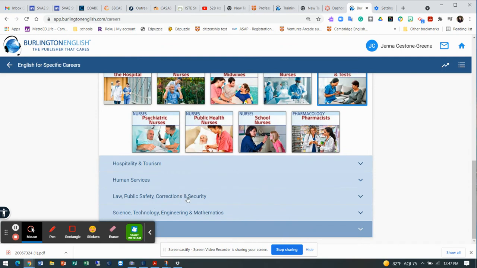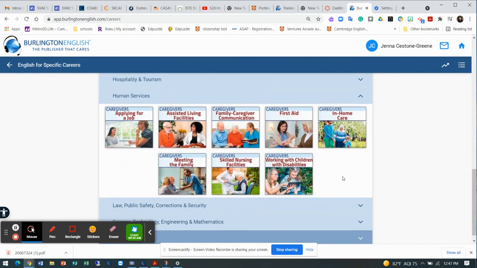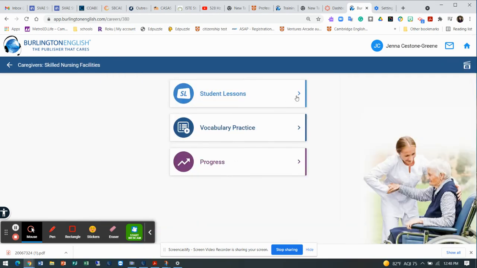And then there's public safety, human services. There's really good details here. That the human services kind of is another way to go. So if someone did not want to be a nurse, but they're still interested in nursing and caregiving, they can find out other certificates that they might be able to get, like first aid, how to apply for the job as a caregiver, caregiver communication. This is all working in a skilled nursing facility. This is all very interesting.